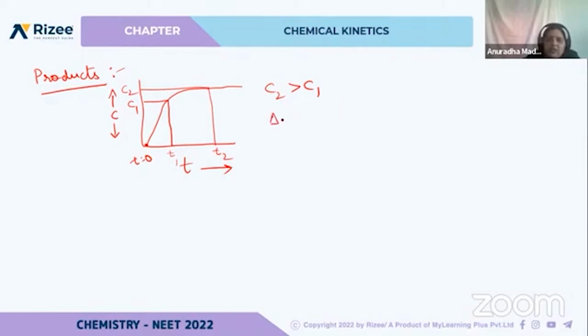Then what about the rate of change of concentration? It is C2 minus C1 by T2 minus T1. No need to add a minus sign, as the concentration is not decreasing; it is increasing. This is about our average rate, the first way to represent the rate. In this manner, we represent our average rate.